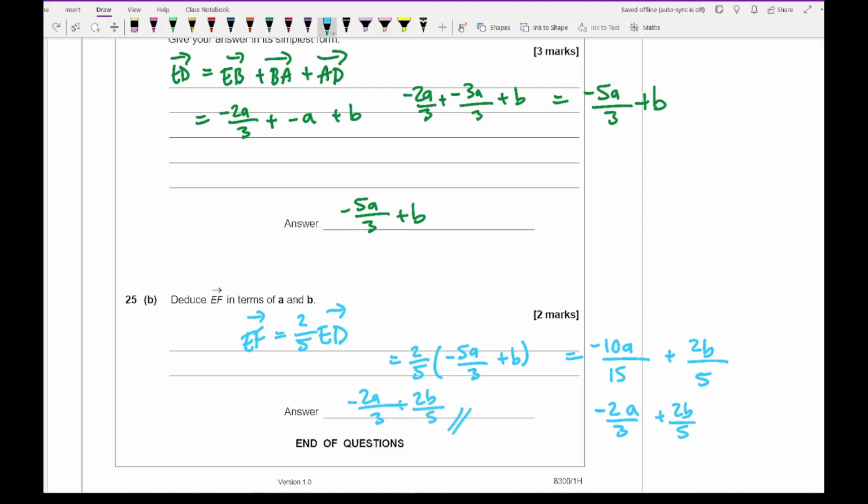And there we go. I would say that's quite a tricky vectors question, to be honest, because it looks at similar triangles, vectors, fractions, brackets, etc. So a bit challenging, definitely stingy for only 2 marks. And that concludes the end of this practice paper.